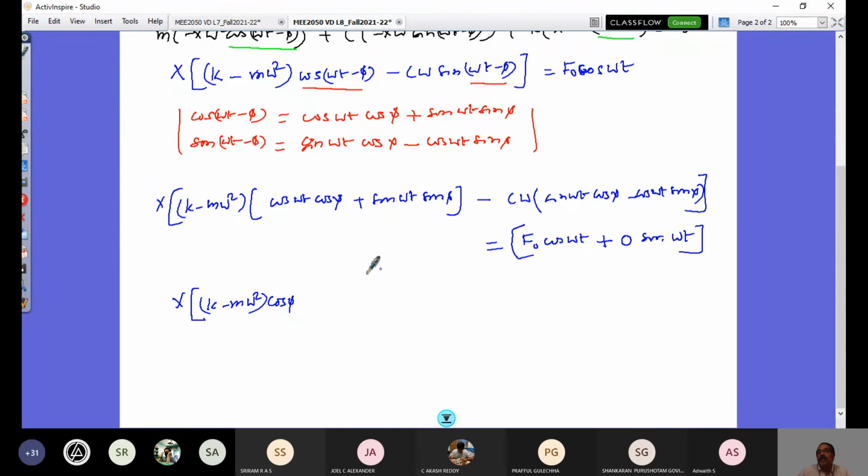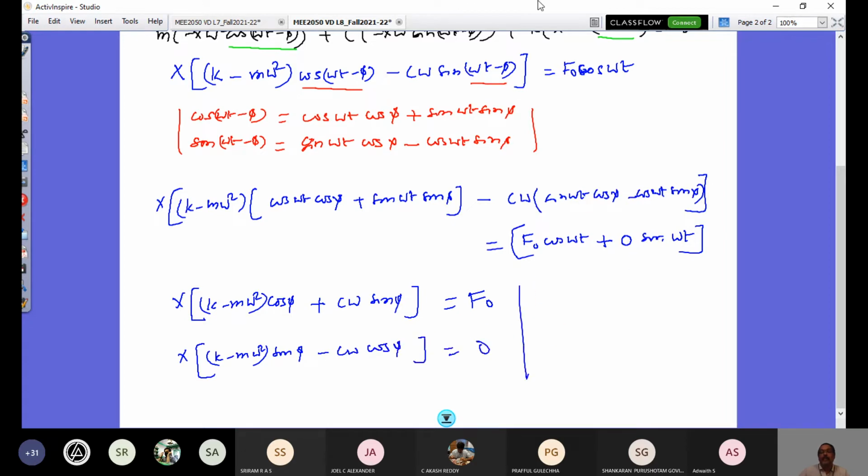So I'm going to write on one side the coefficient of cos omega t and the coefficient of sin omega t. The coefficient of cos omega t is this, the coefficient of sin omega t is this, into sin phi. So that is going to be minus of minus plus, and c omega sin phi, and that is equal to f naught, its coefficient. And for the sin omega t coefficients, again I'll have x into (k minus m omega square) into sin phi. And here the sin omega t coefficient is this minus c omega cos phi. On the other side, the sin omega t coefficient is 0. So these are the two sets of equations I get.